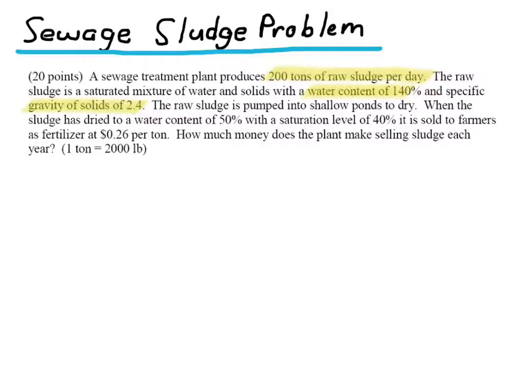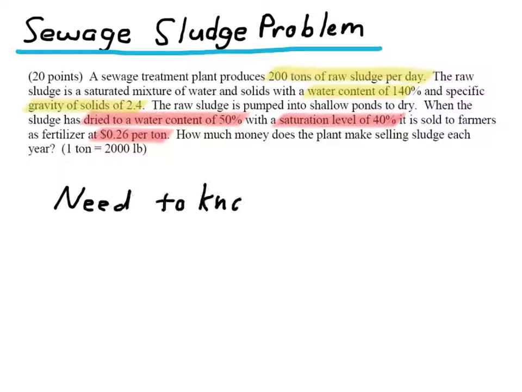The first is the raw sludge as it comes out of the sewage treatment plant. And we've been given the total tons that are coming out per day, and the water content and the specific gravity of the solids of the raw sewage. The second state is the sludge after it's been dried. And for this we've been given information that it has a water content of 50% with a saturation level of 40%. We're also given that the treatment plant sells this sludge for 23 cents per ton.